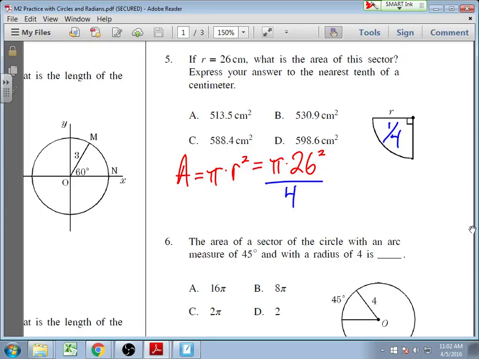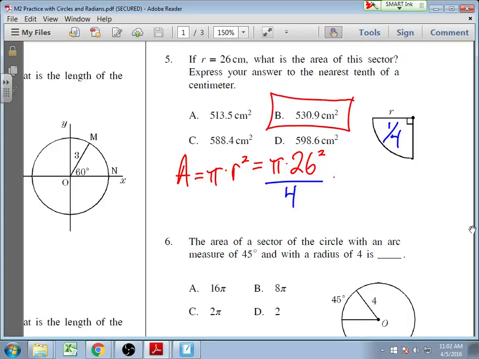times pi. Because look at your answer choices. They're not in pi terms. They're in decimal terms. So we know that we have to approximate pi and multiply it in. So I get 2,122.64 as the entire area of the circle. But I only have a fourth of it. So I end up with 530.9.